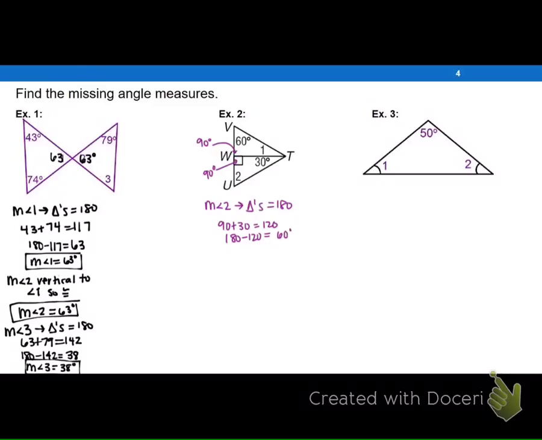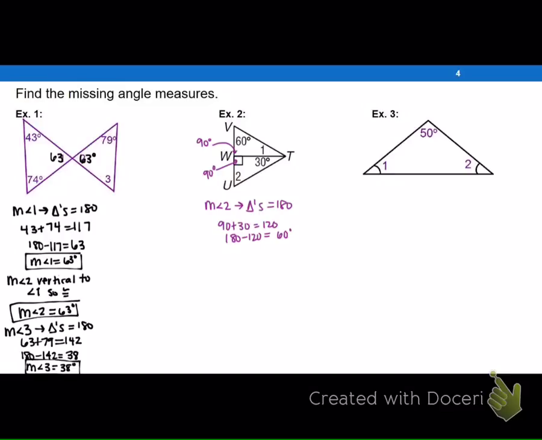This is a special right triangle. We will be talking about special right triangles at some point in the year before we do trigonometry. And special right triangles make it easy to find the side lengths.